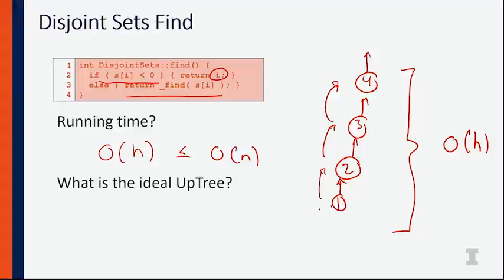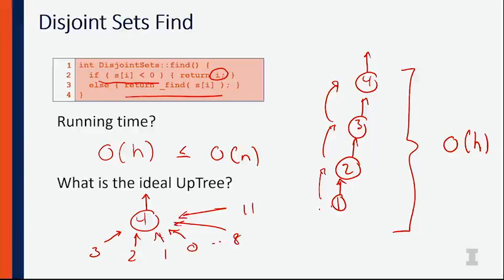But what we could have is a single identity node as a root node, and every single child could be right underneath that root node. So let's look at what this might look like. If we have the element 4 as our identity element, our ideal up tree has the elements 3, 2, 1, 0, and anything else all pointing to 4 itself.